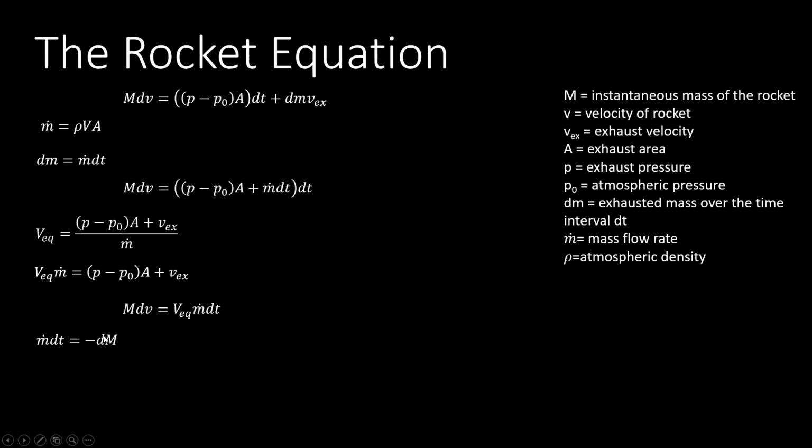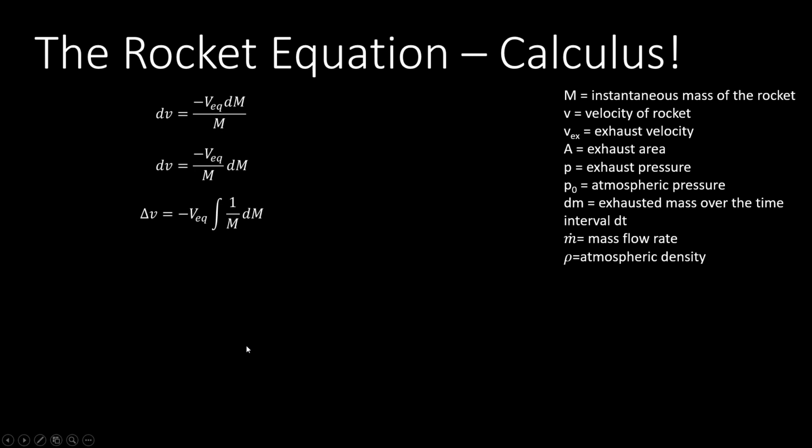With some more substitution and rearranging, we get that delta V is equal to the negative product of the equivalent velocity and change in instantaneous mass divided by the instantaneous mass. So the change over the actual. And now, finally, with this equation, we can get into some calculus.